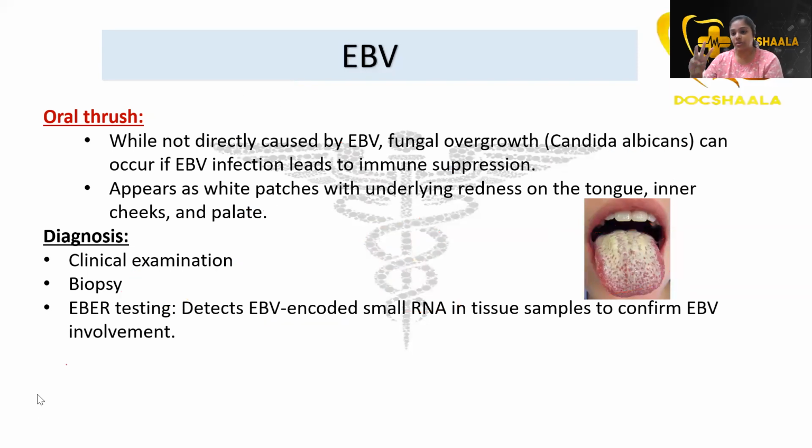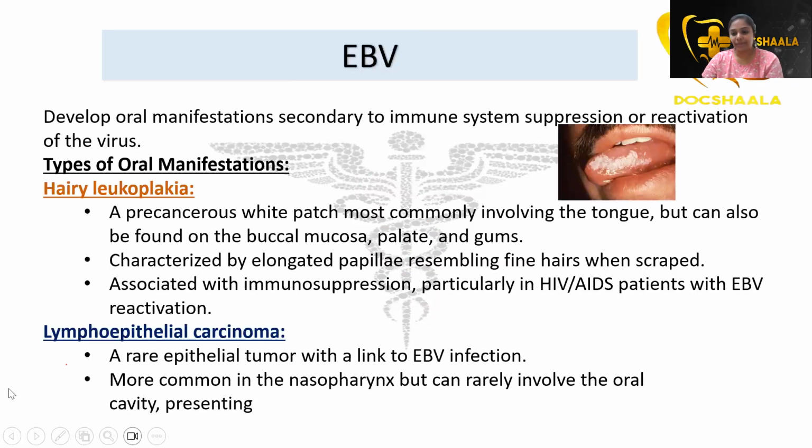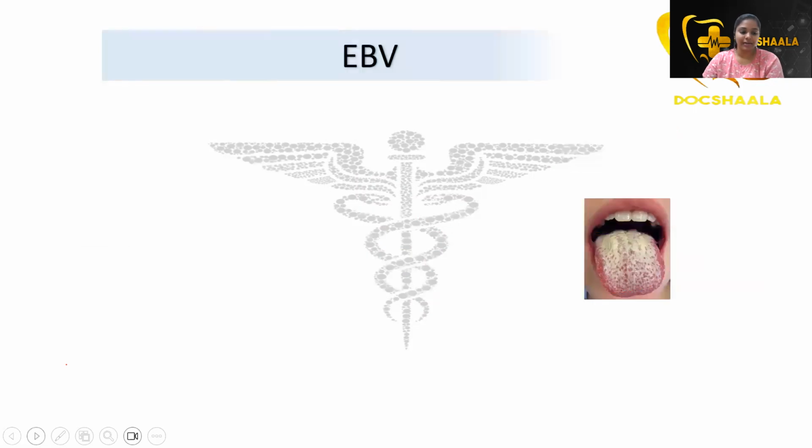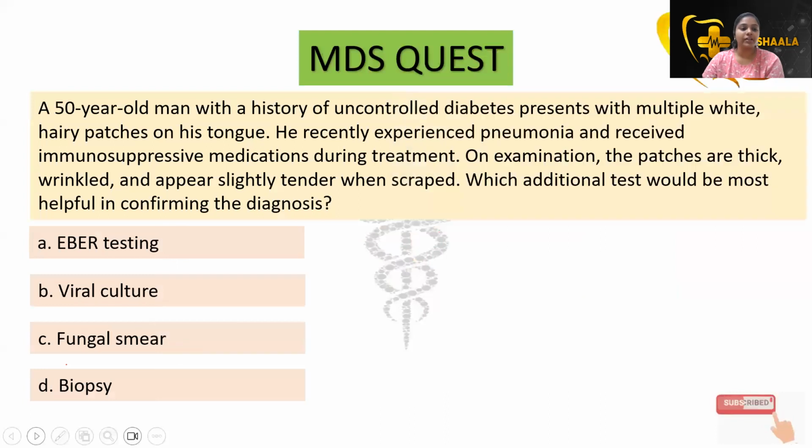The three lesions which we can see in EBV are hairy leukoplakia, important, oral thrush, important, and one more thing is carcinoma. What carcinoma? It is lymphoepithelial carcinoma, right? So you have to remember this. And let's just dive into the question once.